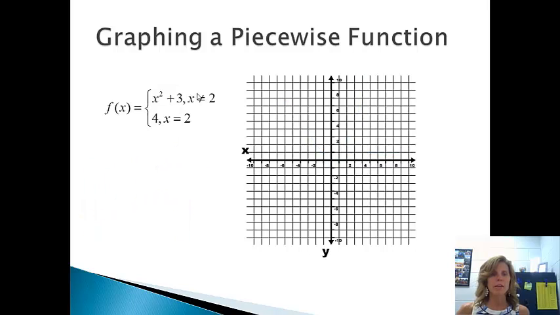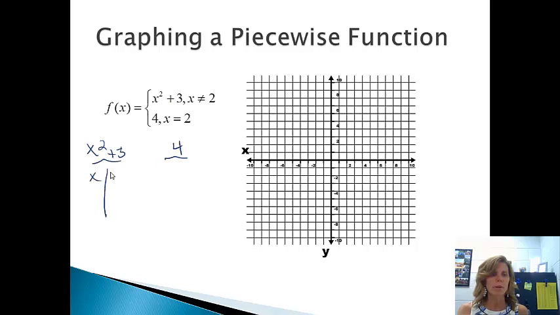All right, another one. This one's a little different because instead of having less than or equals, we have not equal to and equal to. This one would be x squared plus 3 when x doesn't equal 2, and 4 when x does equal 2. So we still have 2 parts going on here, they're just a little bit smaller. So those are my 2 functions.